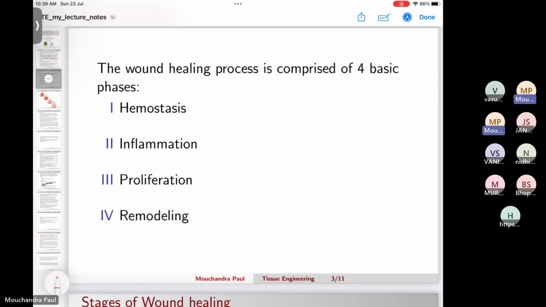The entire process can be broken down into 4 phases. First is hemostasis. The word hemostasis means making the blood still. So during this phase, the main job of the body is to stop the bleeding. Then the inflammation process happens. So here the inflammatory cells in our body come into play. The main role is of the inflammatory cells. Then the proliferation phase, and lastly remodeling.